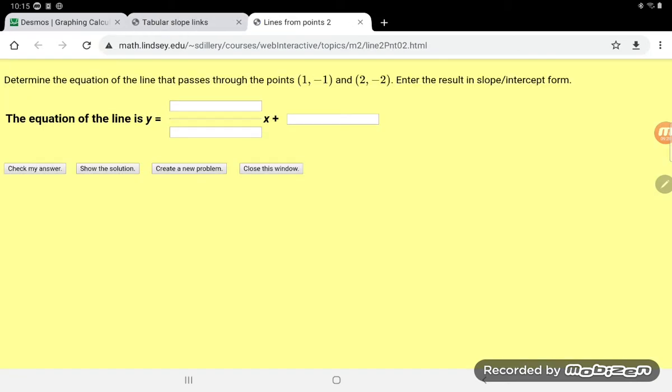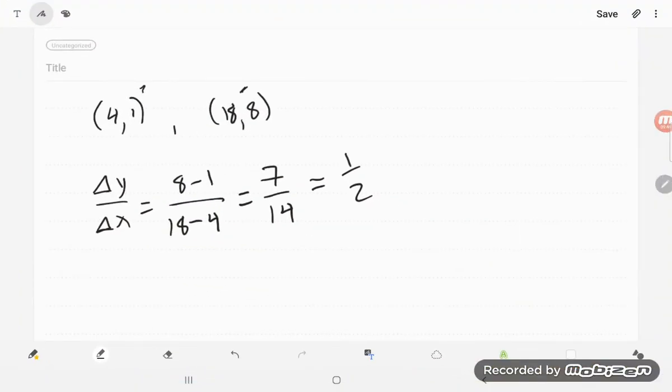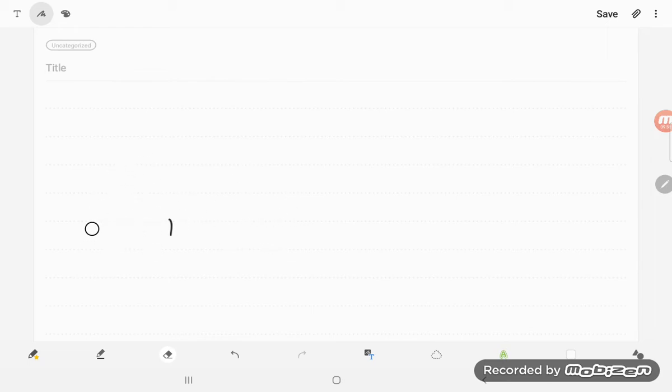Number 5. Okay, same sort of thing. Determine the equation that passes through the line with points (1, -1) and (2, -2). But this time put it in slope-intercept form. So (1, -1) and (2, -2). So let me erase this stuff. Okay, there we go. So we had (1, -1) and (2, -2).